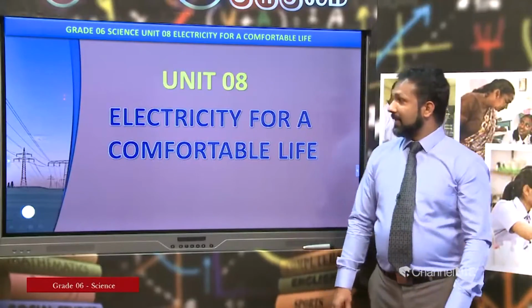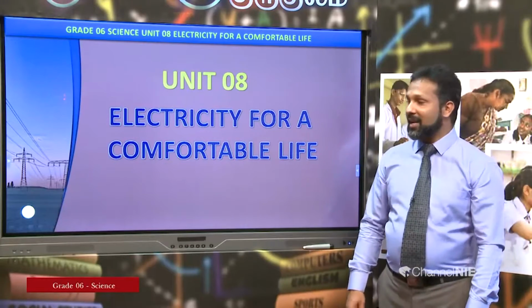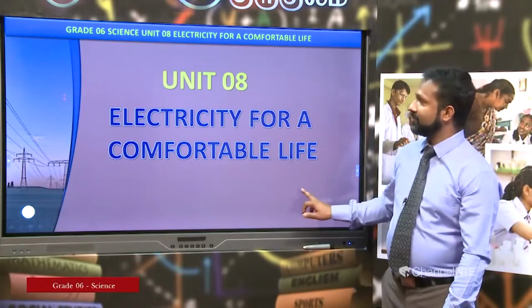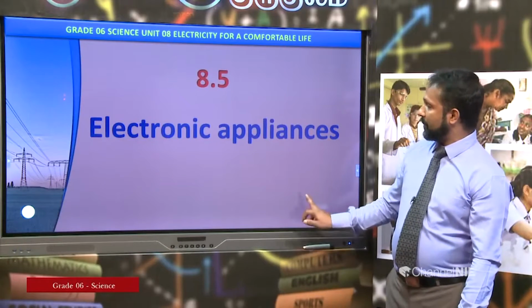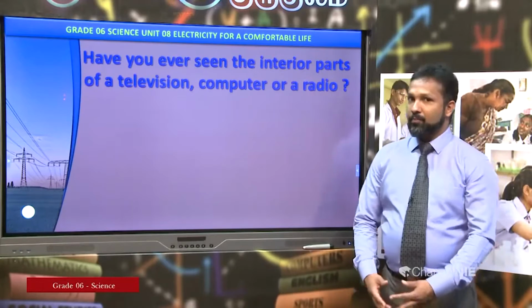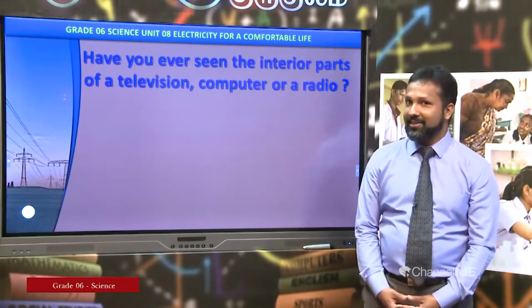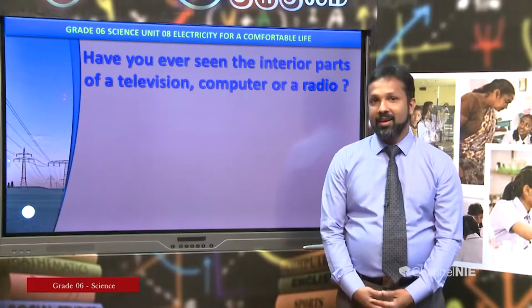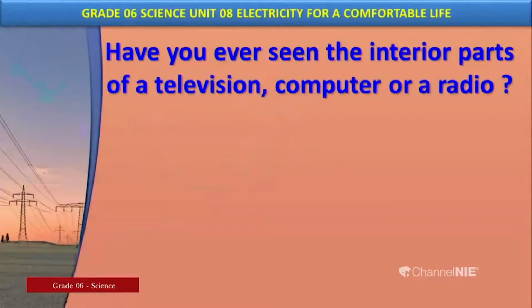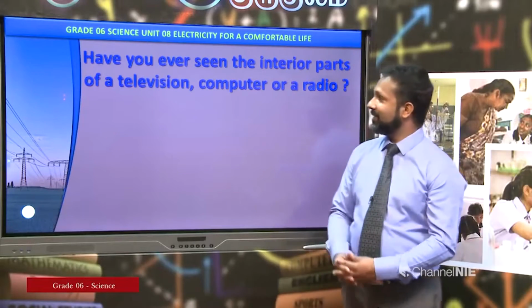Unit 8, Electricity for a Comfortable Life. The third lesson. 8.5, Electronic Appliances. Before starting the lesson, I am going to ask you a question, my dear children. Have you ever seen the inner part of a television, or the interior parts of a radio or a laptop or a computer? Right.